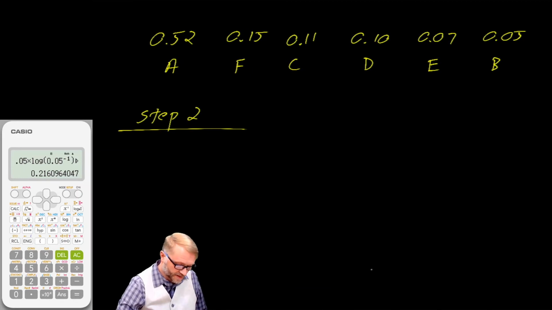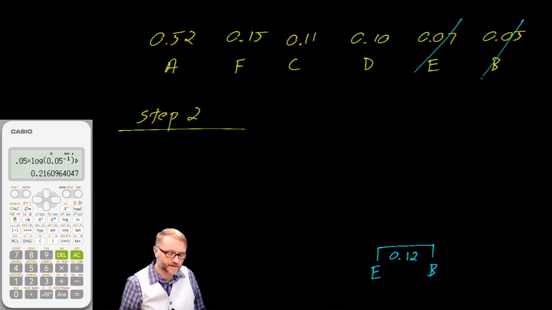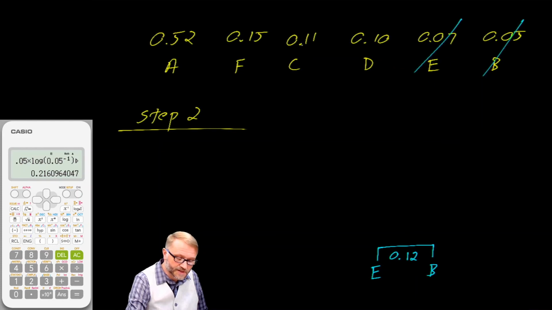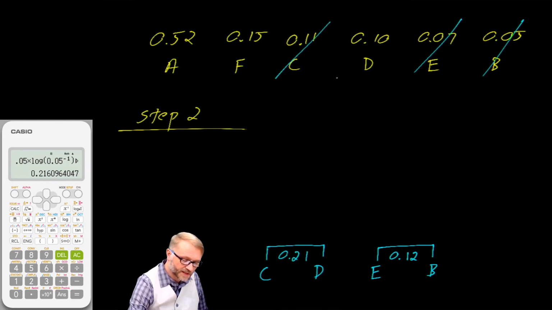So here is E, and here's B. If we add those probabilities together, 0.07 and 0.05, we see that that's 0.12. And we'll cross those off the list. 0.12 is greater than C, which is 0.11, or D, which is 0.10. So that means we're going to join C and D. Same thing we did before. We're going to add the probabilities together. So 0.21, that takes care of those.